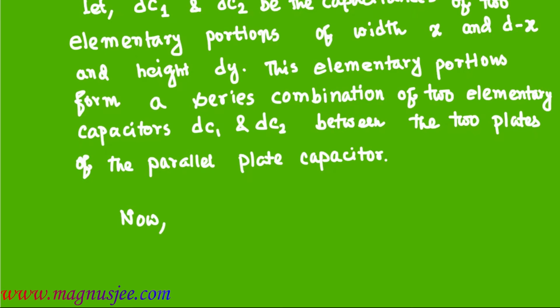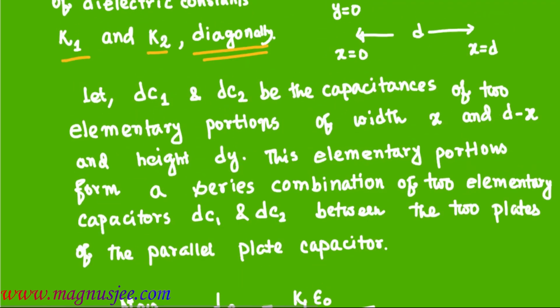Now, the value of capacitance of these elementary portions are given by dC1 is K1 epsilon 0, dielectric constant into permittivity, K1 epsilon 0 into area of this elementary portion. Area of cross section of this elementary portion will be b dy divided by x. x is the horizontal width.